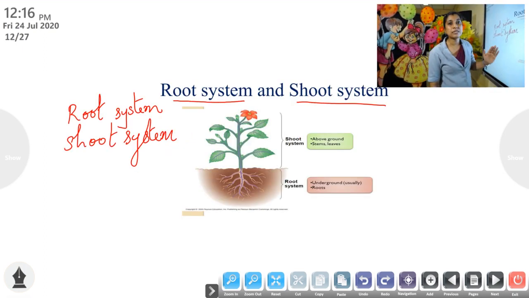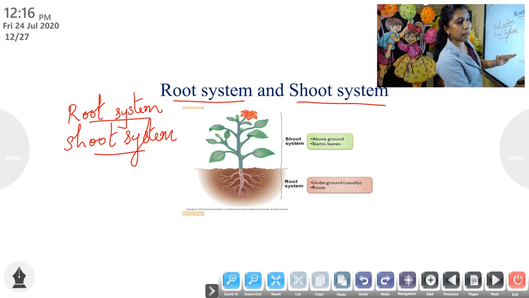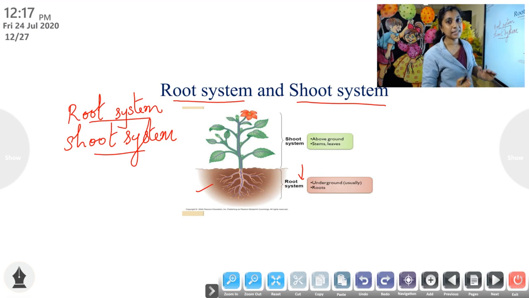Next is about the root system and shoot system. Usually a plant has 2 systems, root system and shoot system. What is the root system? You know that the part of the plant that grows below the soil, or below the ground, is known as the root system. Okay? What is the root system? The part of the plant that grows below the soil is known as the root system.